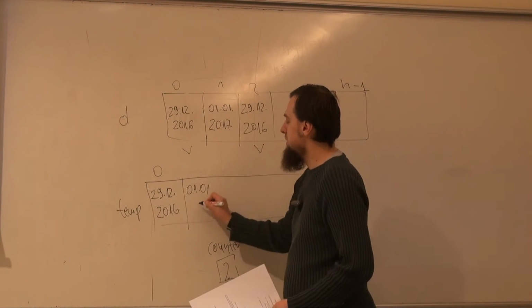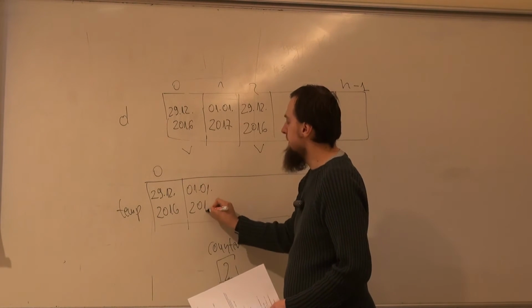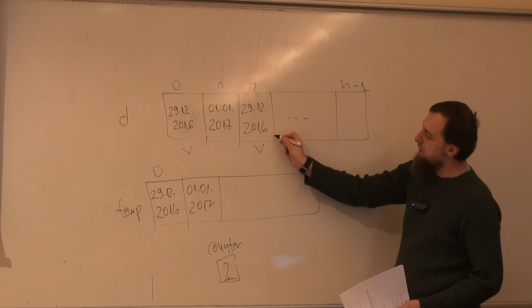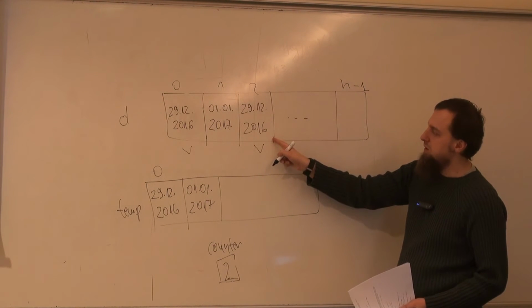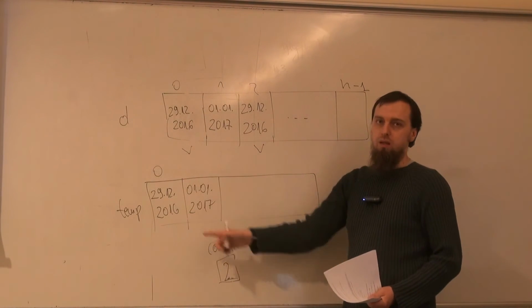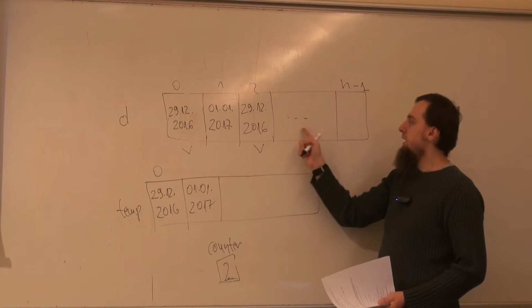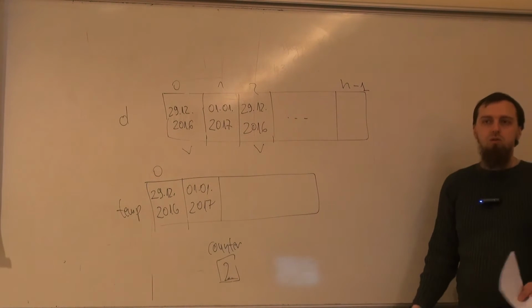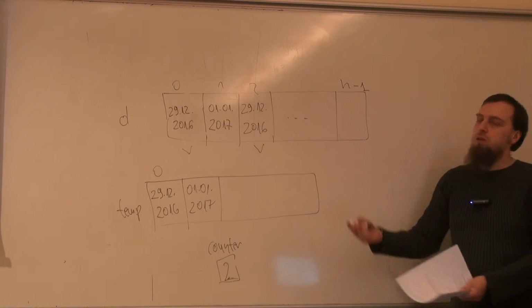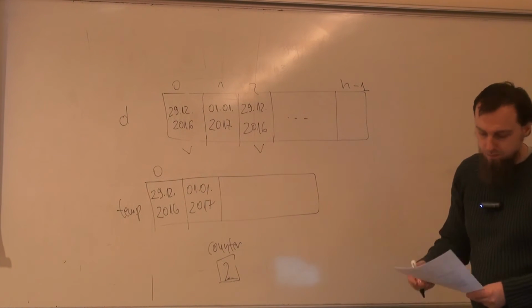01, 01, 2017. Then I go to the third index, the third element of the array, of the vector, and I check it. Do I have it here? Yes, I have it. I'm not going to write it again, and I'm not going to increment the counter. And I repeat this up until the end. So this will be our way of dealing with this particular case.